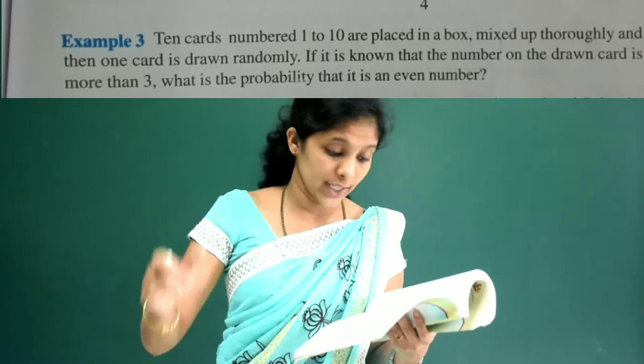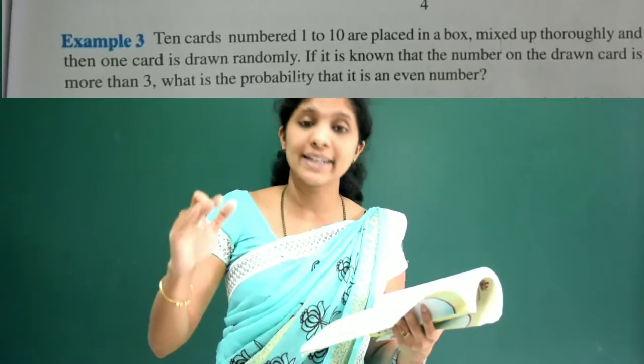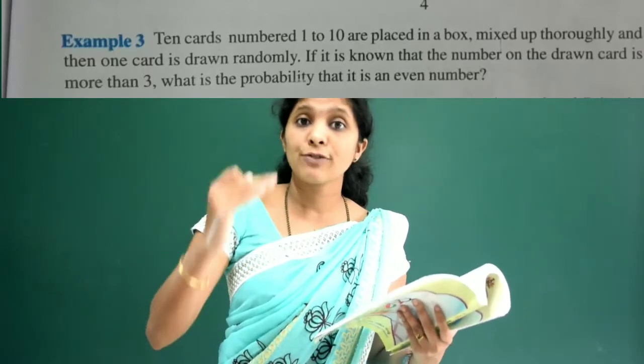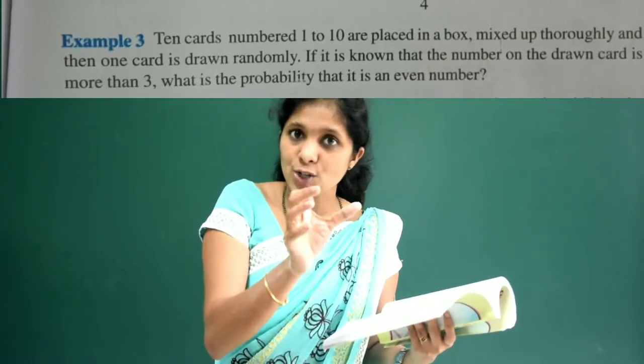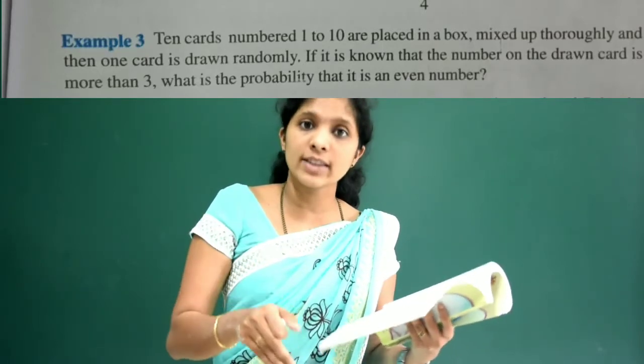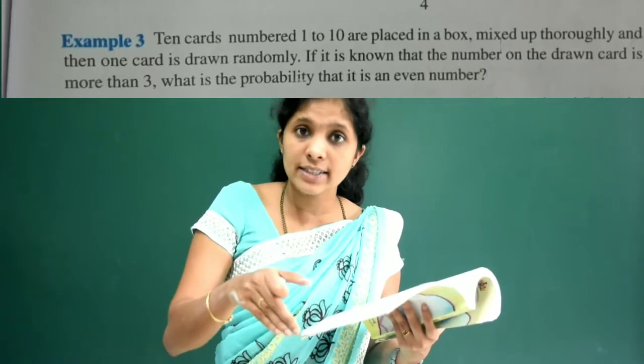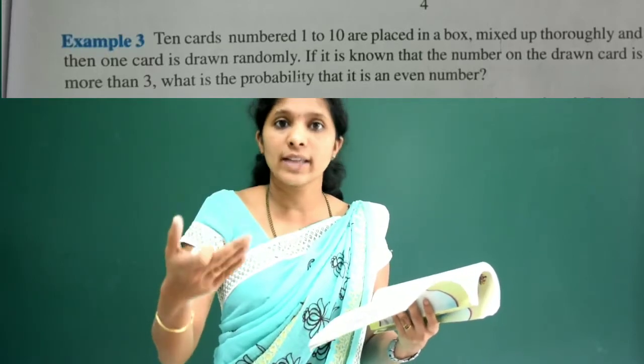Now what you have to find? What is the probability that it is an even number? You are finding the probability that the card should be an even number, and the given thing is the event already occurred: the number should be more than 3. Is it clear? I hope you understood the question.